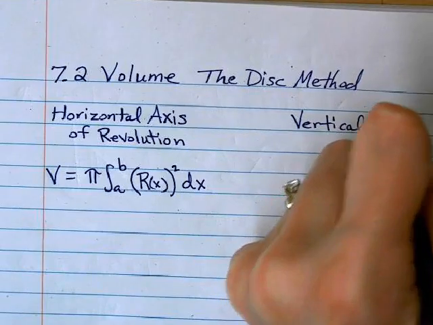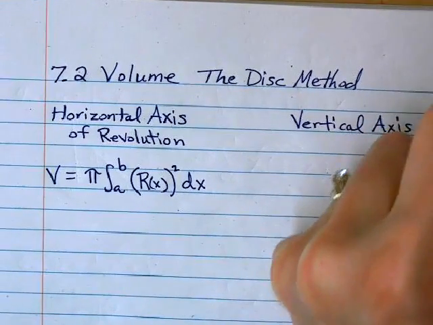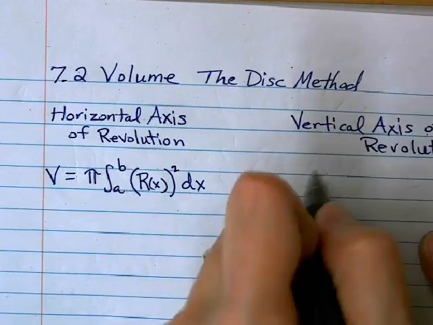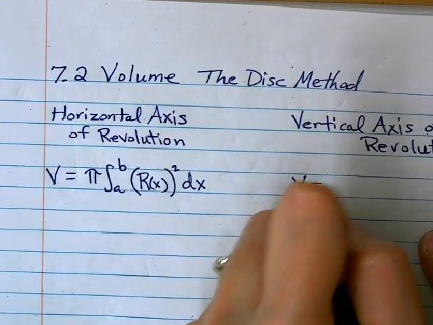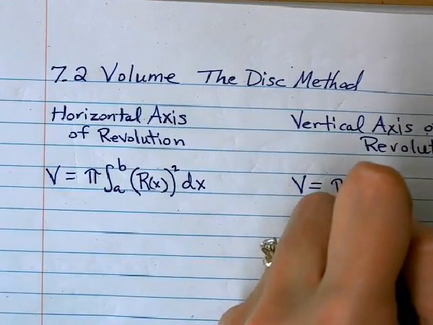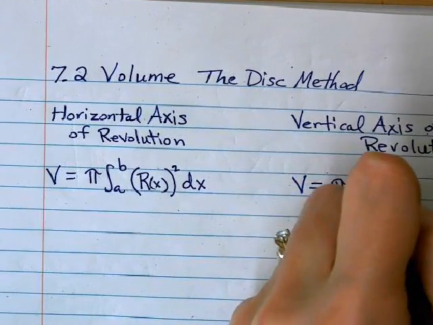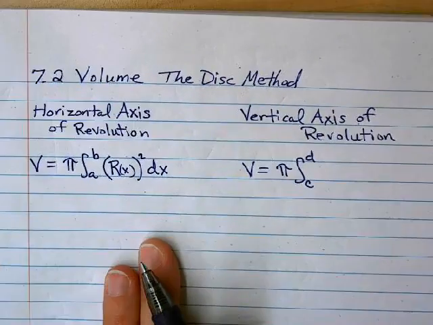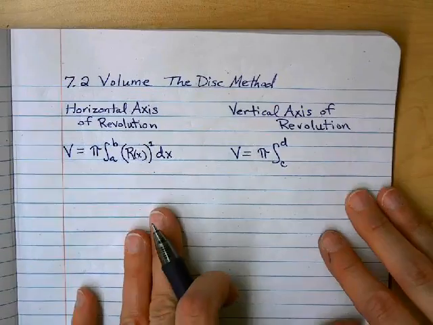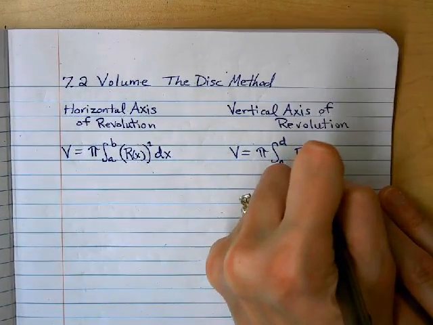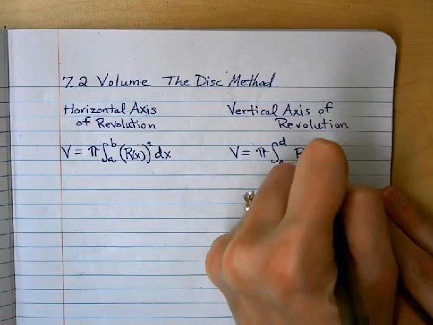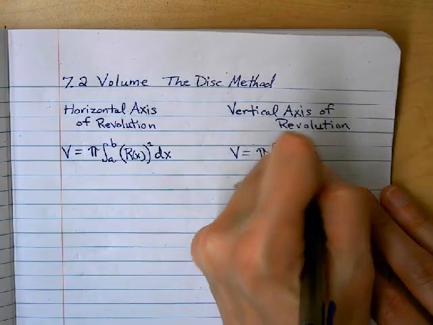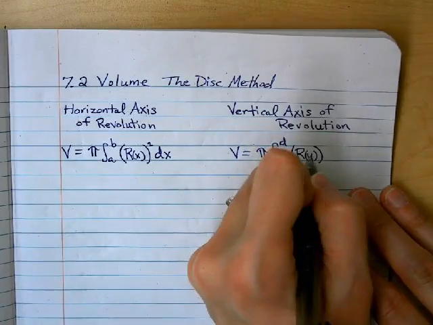vertical axis of revolution, then our formula is going to be v equals pi integral from c to d. Those will be values on the y-axis, like I was saying. And this one, it's still radius, but we make our rectangle like, you'll see how we draw it. It's a formula with y variables in it, and then dy.